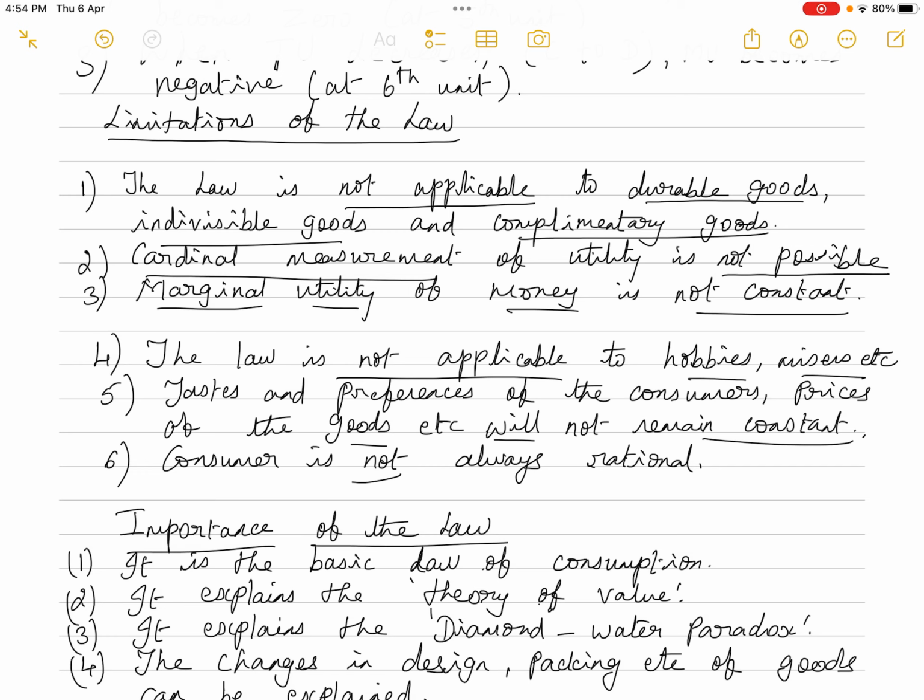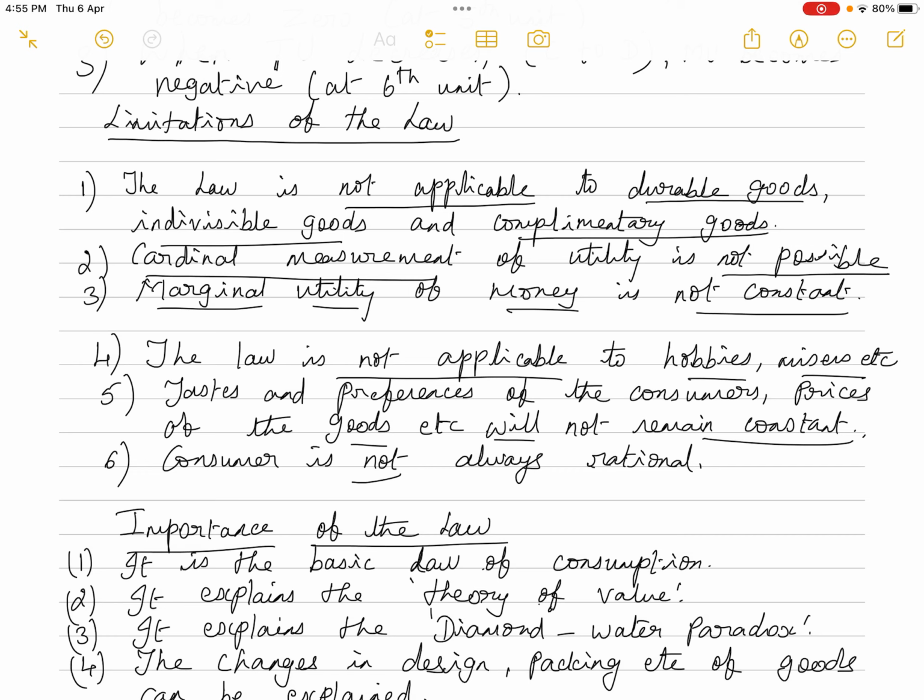And the third one is the marginal utility of money is not constant. See, for every mango, the consumer has to pay the price. So we are not taking that into account, assuming the consumer is not bothered about the decrease in his pocket money, because for him the satisfaction derived from money is remaining constant. Whether he is having 100 rupees or whether he is having 10 rupees, his satisfaction remains constant. That is the assumption on which the law of diminishing marginal utility is based. That's one of the assumptions of the law.